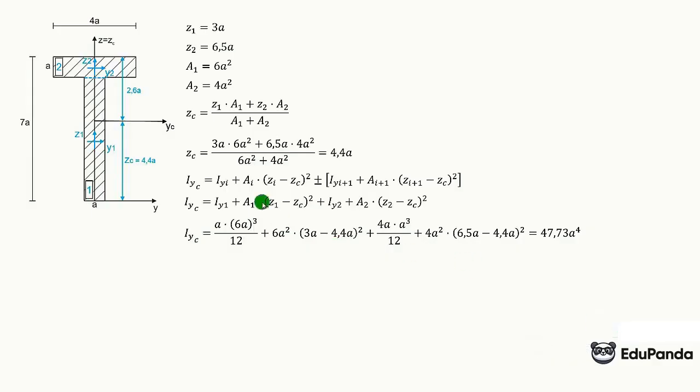But here for the first figure we have a times 6a cubed divided by 12, plus the area of the figure, and here I will not repeat anymore. Everything is substituted into this formula, follow it yourself. And as a result, we have 47.73a to the fourth, which means we have calculated the moment of inertia with respect to the central axis.